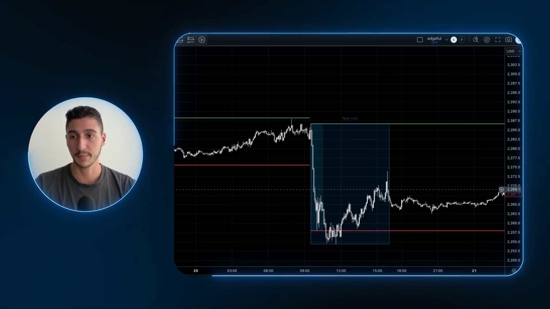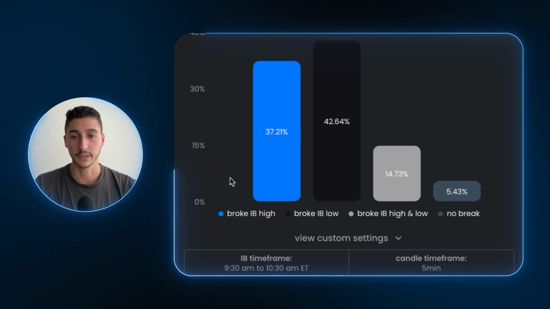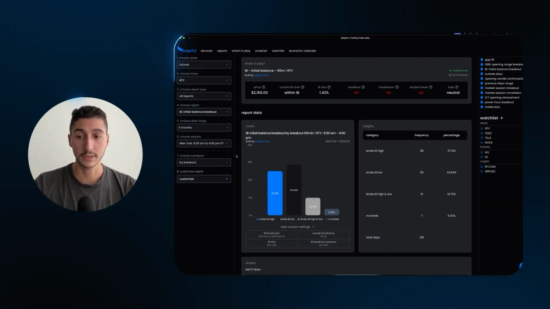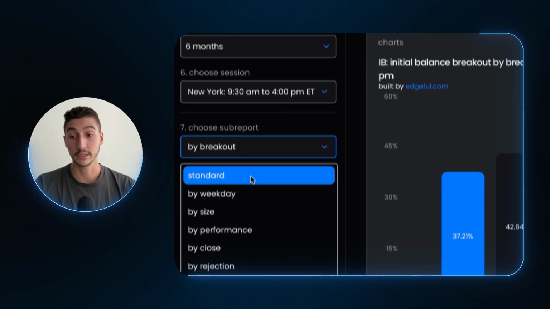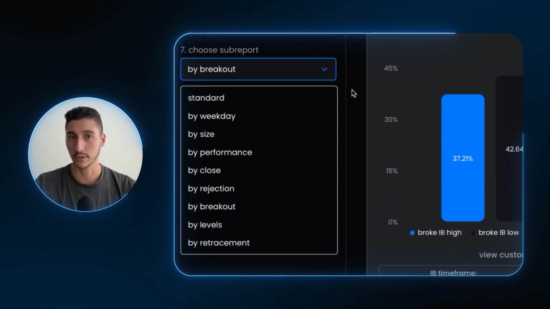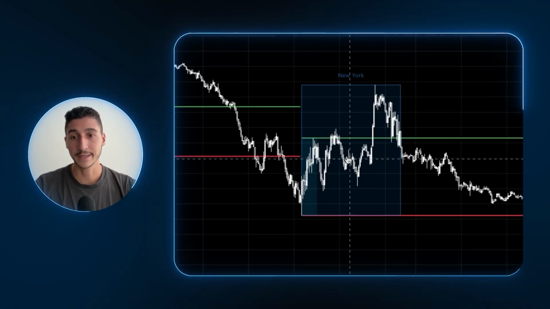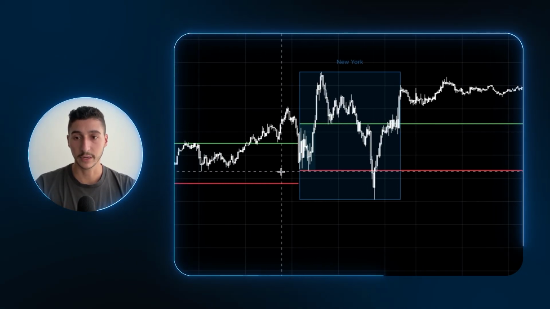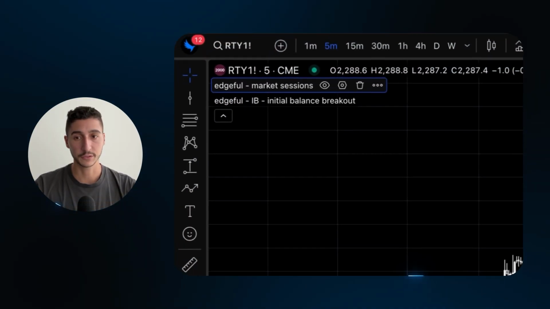Let's take a step back for a second and tell you what the initial balance actually is. The initial balance is the high and the low of the first hour of the session. In this case, we're looking from 9:30 to 10:30 Eastern time. There's a really detailed video that you should definitely watch right here in the standard report that will give you all the breakdowns, everything you need. But this is the high and the low of the first hour. You can see our TradingView indicator automatically plots this for you every single day. This is the initial balance breakout indicator.